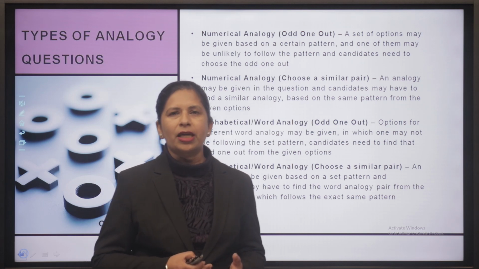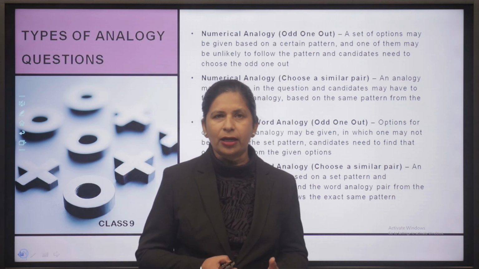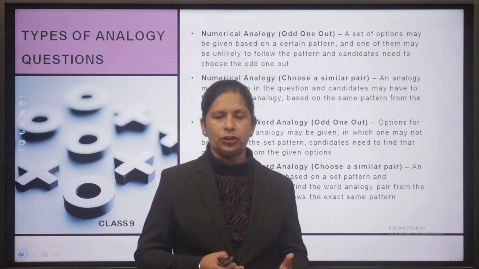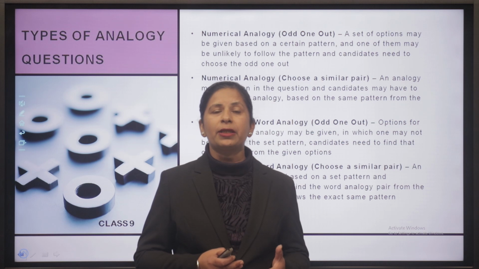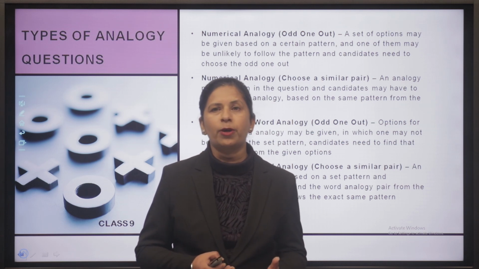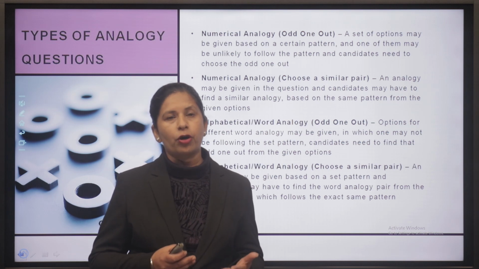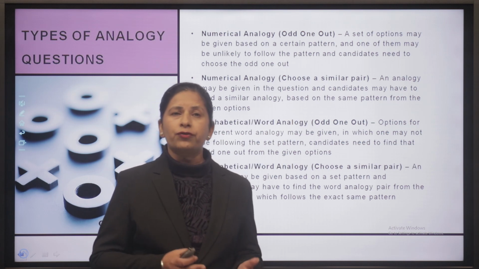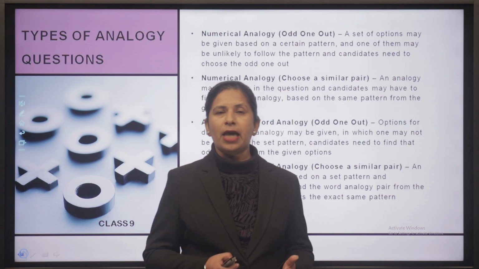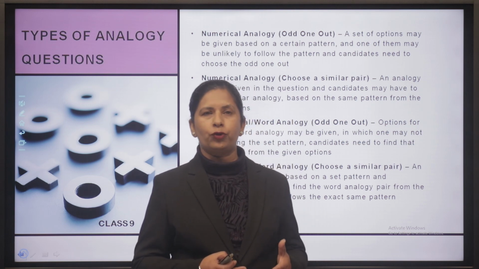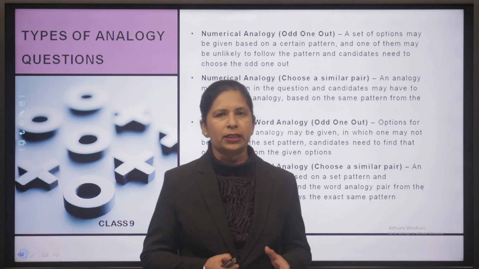So we can categorize them and say that it can be numerical analogy, alphabetical analogy, or word analogy. Now we have to see what the examples can be. These are just the terms, but we have to see certain examples so that when you are appearing for your examination, not just for Sainik School but for other competitive examinations also, you get questions based on all these topics that I have told you are covered in the intelligence test.